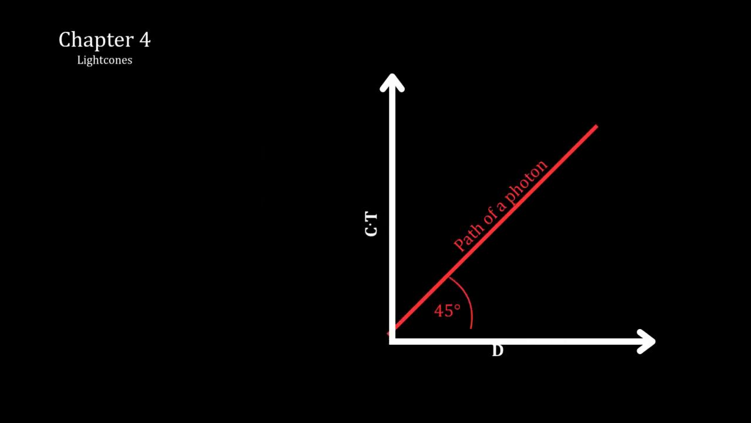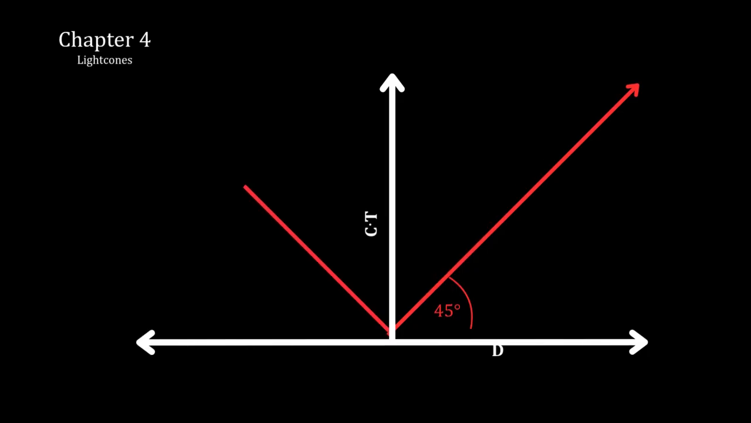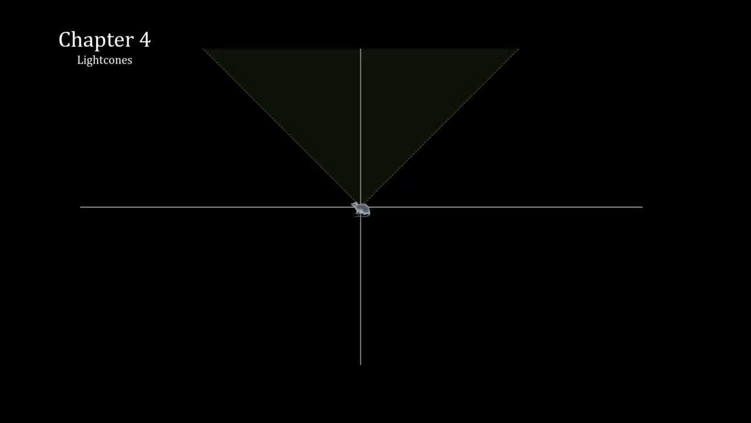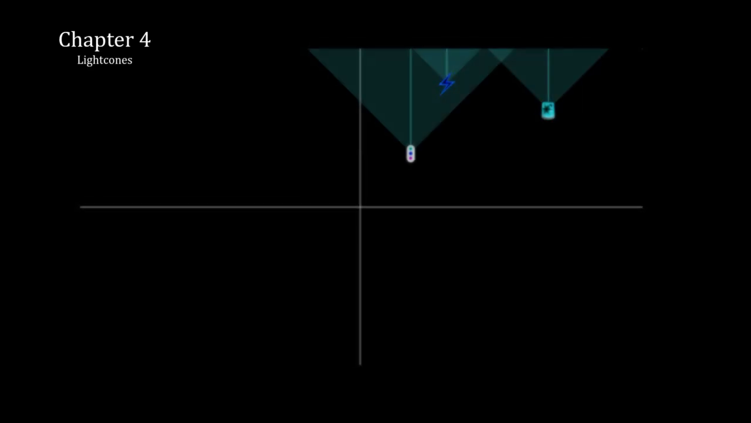Chapter 4. Boris turns on a flashlight. As mentioned earlier, this path of light has a slope of 1 on a Minkowski diagram. Because nothing moves faster than light, we can trace a 45-degree angle cone from any object that outlines all the spaces that it can influence in the future. As an example, here's everything in Boris's future. And here's a few more events with their light cones shown.